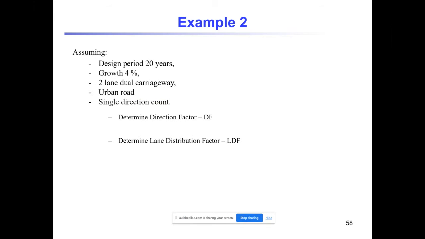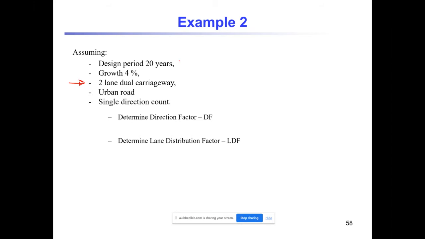So these are the assumptions we are considering in this example. The design period is 20 years, the design life of the pavement. The growth rate is 4%. The road that we are designing is a 2-lane dual carriageway. Also, it's an urban road, and it's a single direction count. So the values that we have are for one single direction.